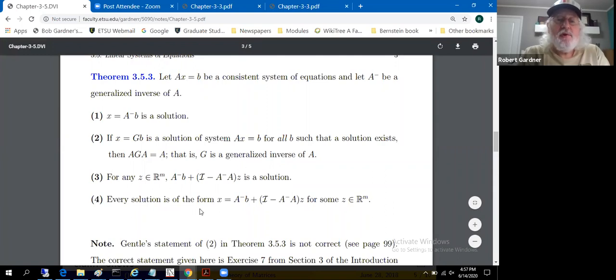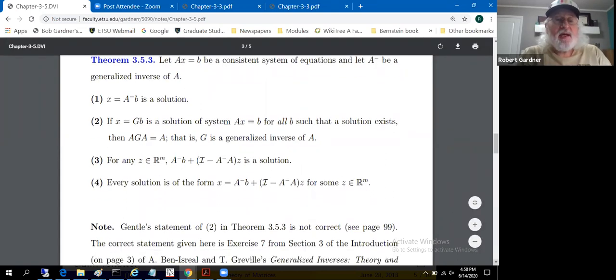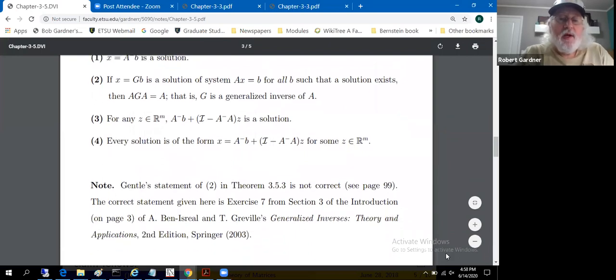Every solution of the AX equals B system of equations is of the form X equals what we were just talking about for some Z. So we're getting sort of an if and only if type relationship here as well. Let me look at the next note and then we'll go through the proof.